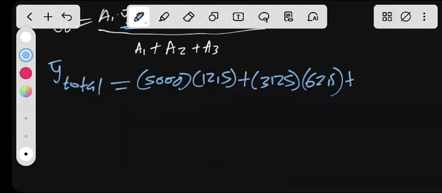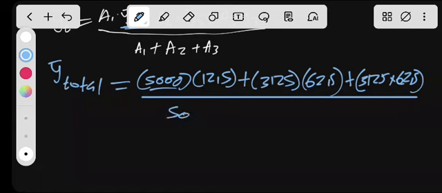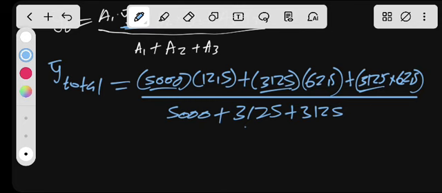Actually, let me just do this again. We'll have 3125 multiplied by 62.5, because they are the same. Still, you remember that. Now here we'll divide this by the total area. The area here is area 1, which is 5,000, plus area 2, 3125, plus area 3, which is the same as this one, 3125. Right, then we punch that and we'll get this y bar total.